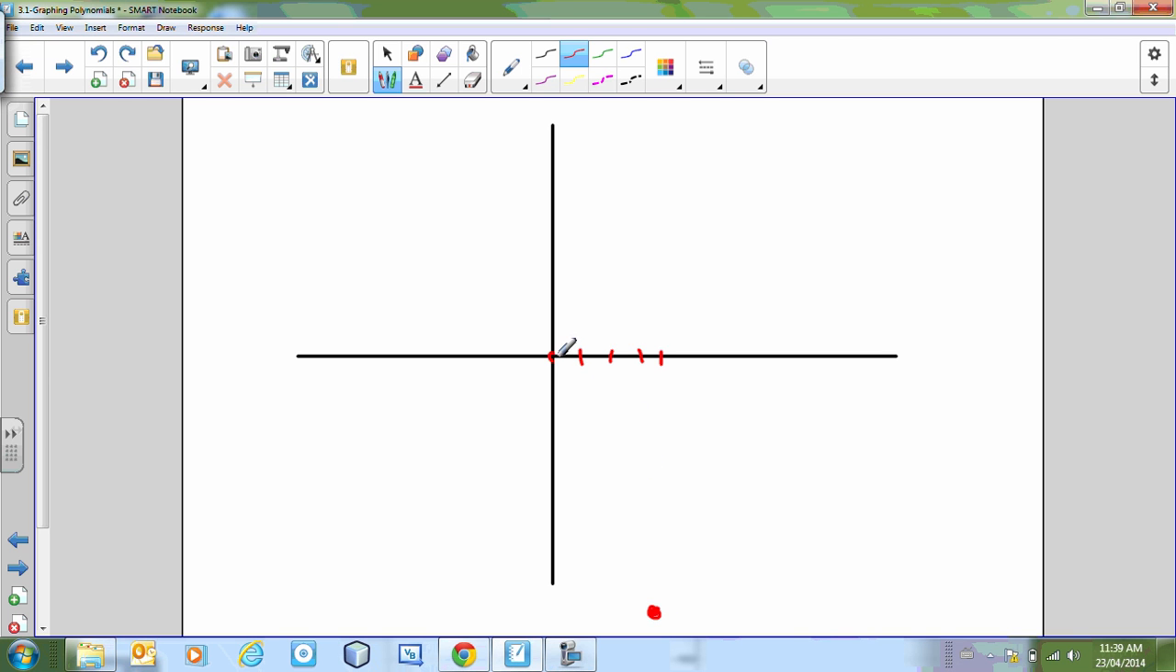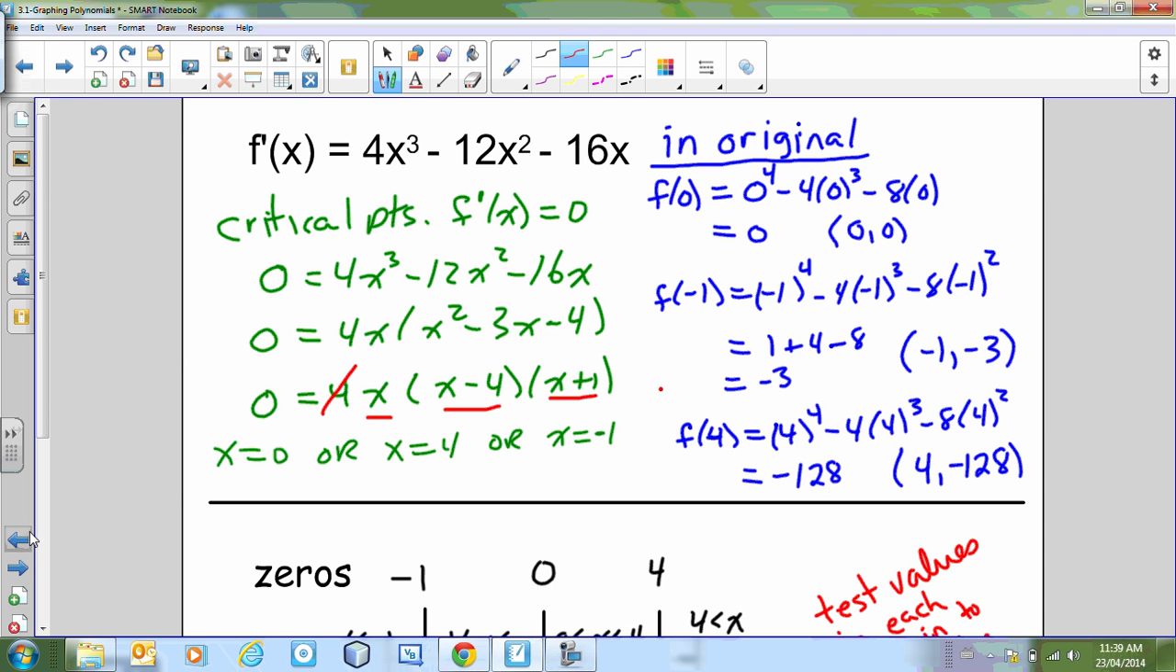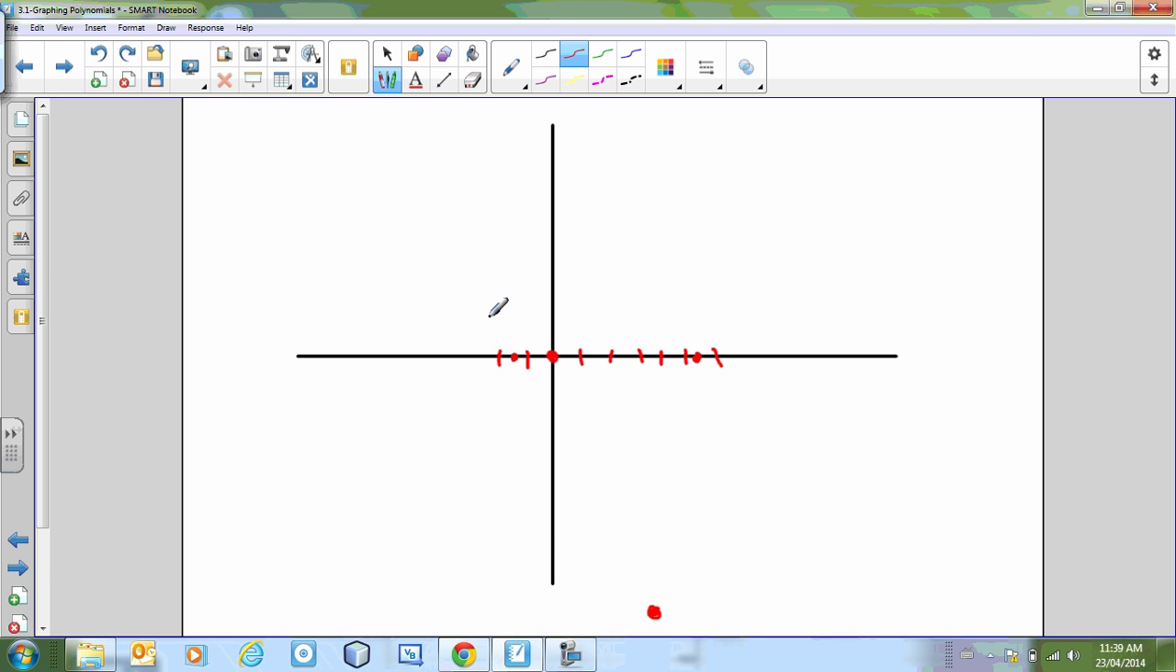So let's see, what points did I have? I had 0, 0. I had -1.456, so right about here, and 0. I had -5.456 and 0. And then I also had -1, -3. Try to keep some perspective here with the fact that this is supposed to be -128.